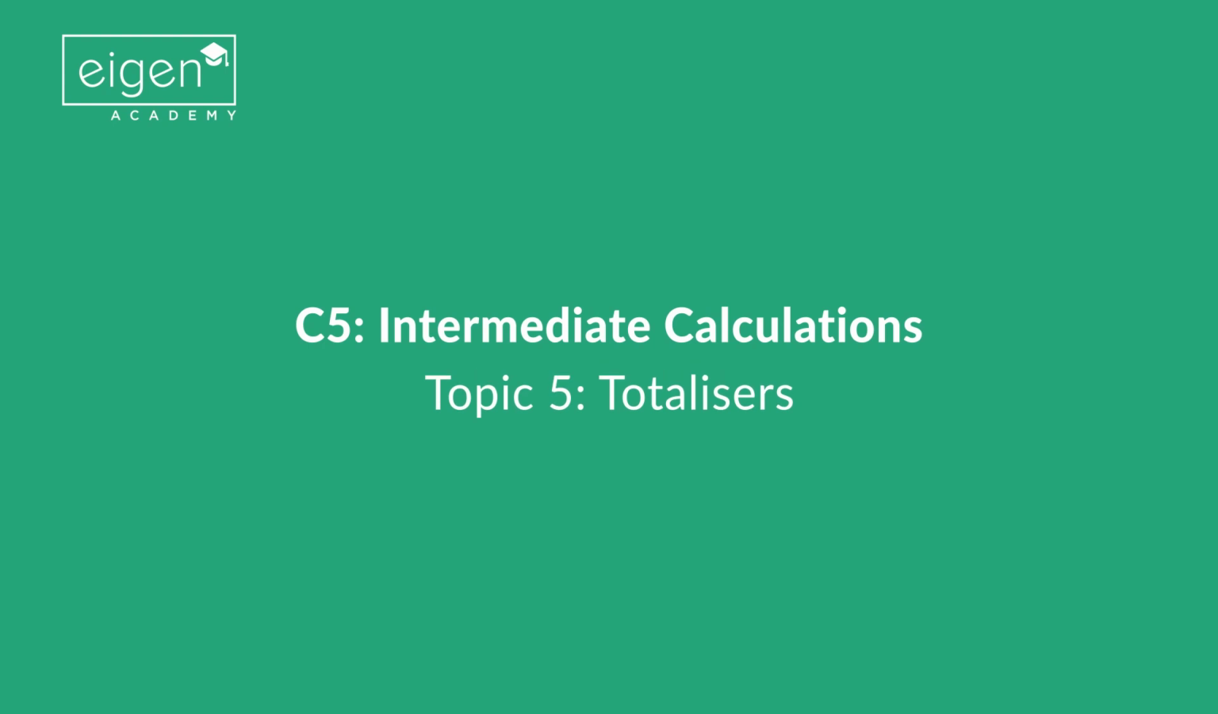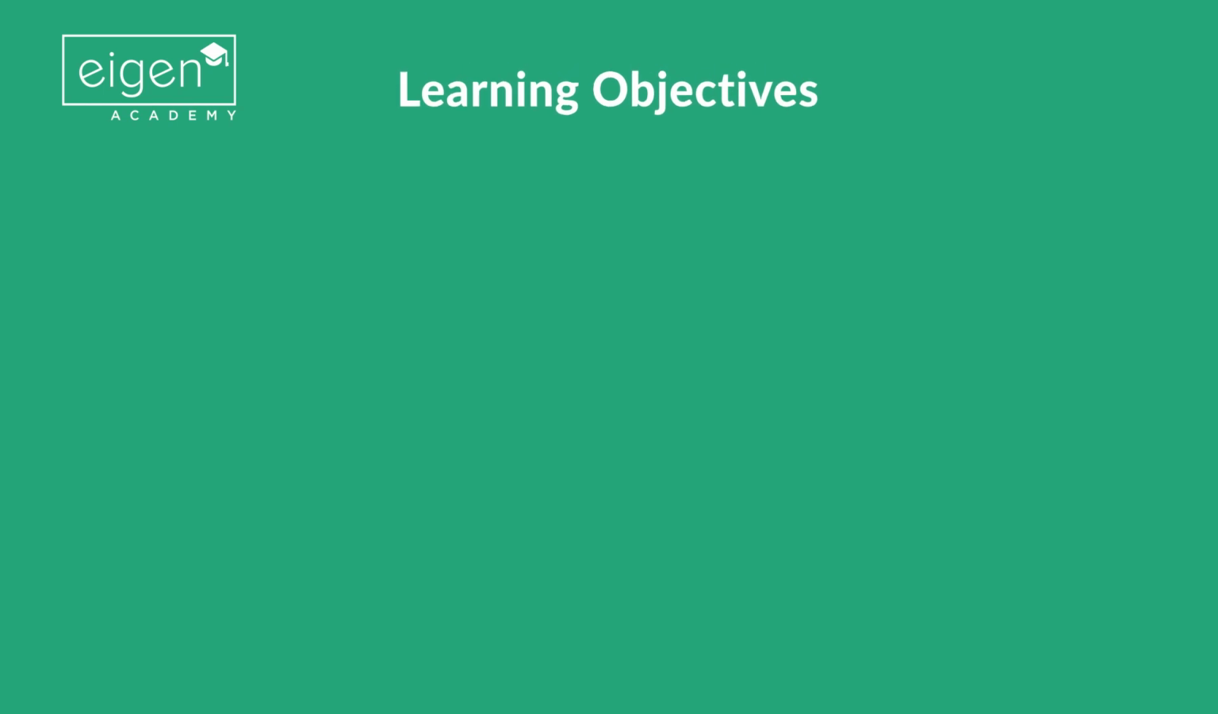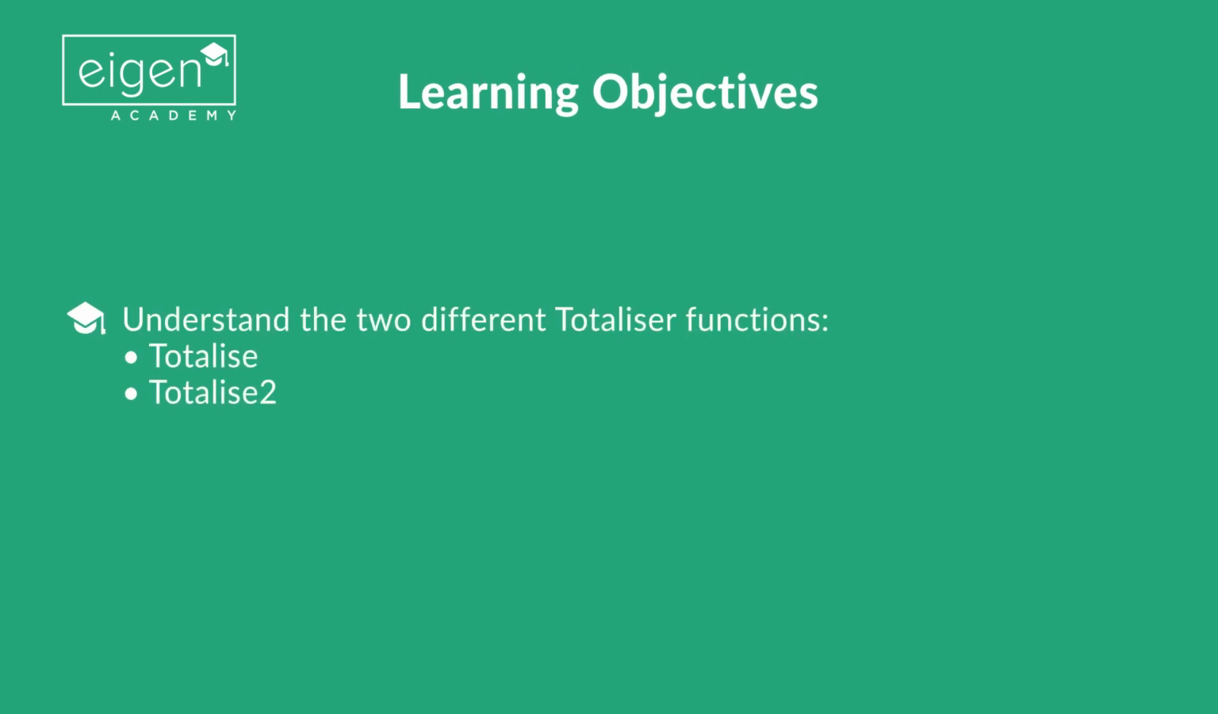Lesson C5, Intermediate Calculations, Topic 5, Totalisers. The learning objectives for this topic are to understand the two different totalizer functions in Ingenuity. It's Totalise 1 and Totalise 2.